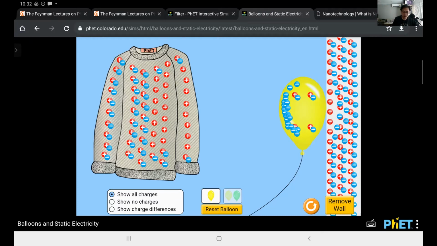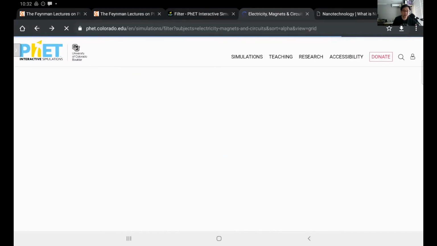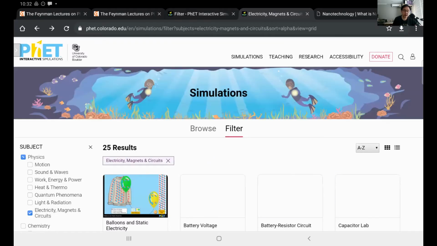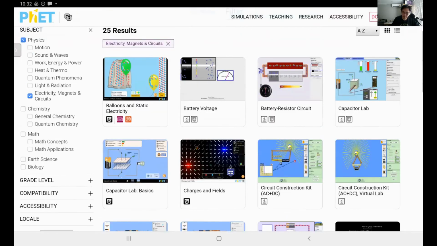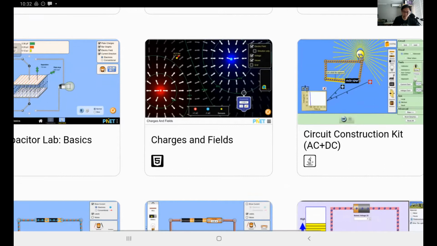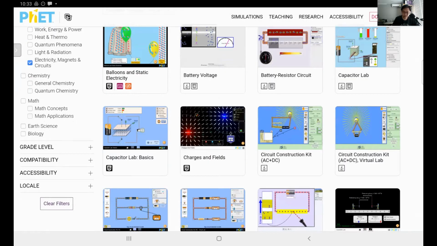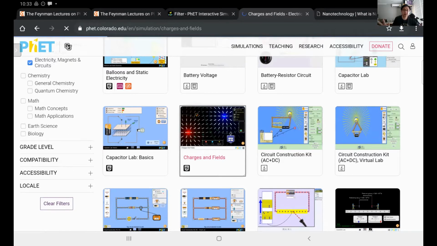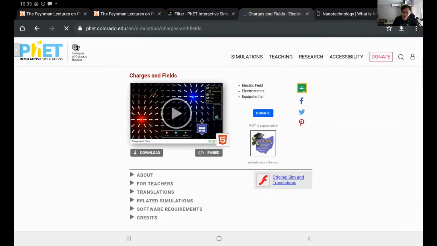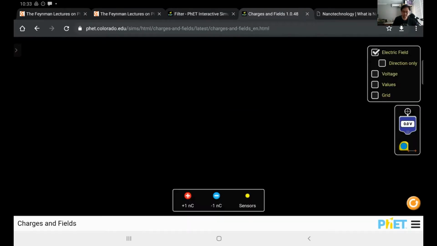So you can go back to this category of electricity in the simulations website that we just looked at earlier. And there is another one that actually looks pretty good. It is this one here, which is the charges and fields. Okay, so you go back to the same category about electricity and magnets and circuits, and then take a look at the charges and the fields. So this one is also a good visualization. I think that's better than what we can just draw on screen. And this will give you an overview of what we have been doing in the first half of the lecture.